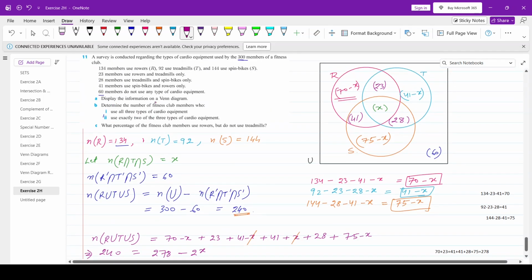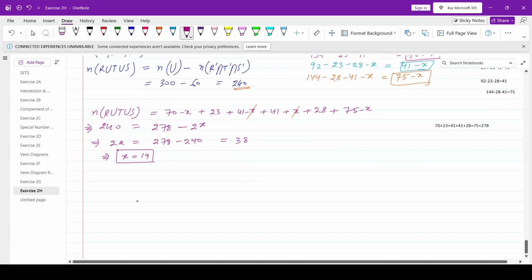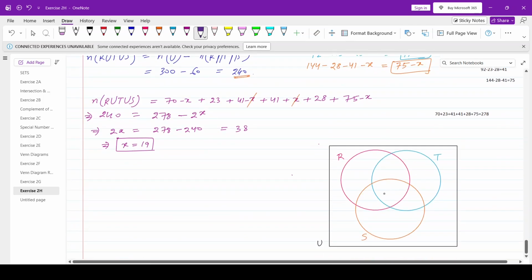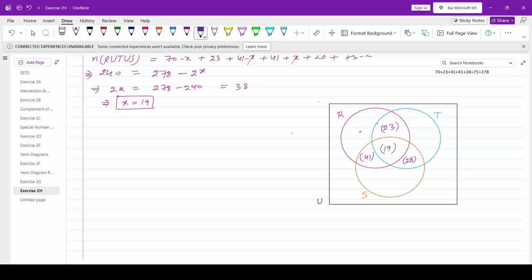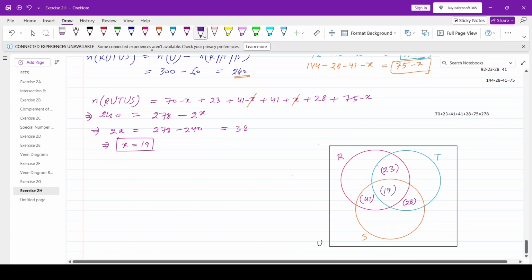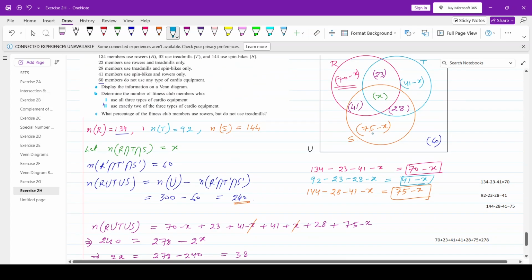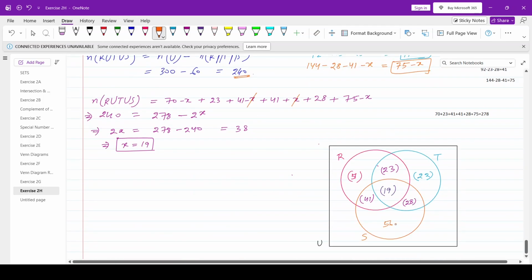So the question says display the information on a Venn diagram. Now let's make another Venn diagram, and this number x is 19, so 19 will come here. 23, 41, 28. And only R will be 70 minus x, that is going to be 51. This is going to be 41 minus 19, so 41 minus 19 is going to be 22, and 75 minus 19 is going to be 56. This term we already know, it is 60.